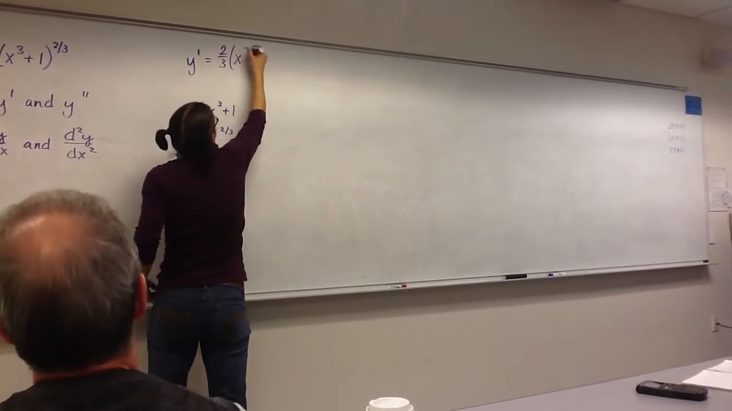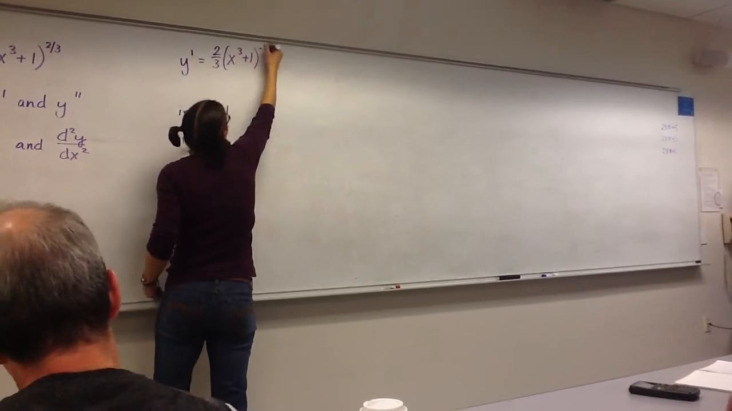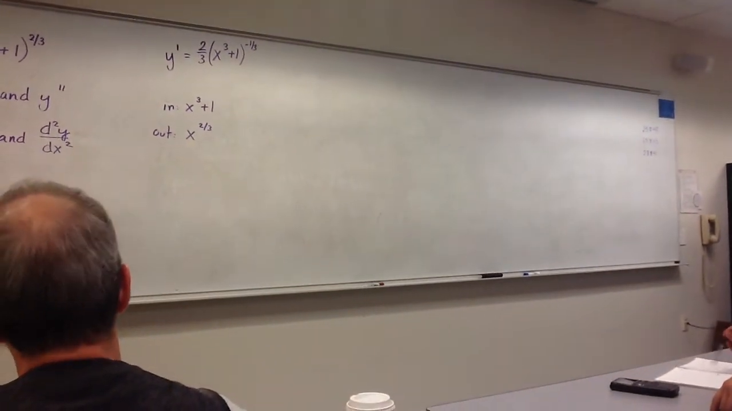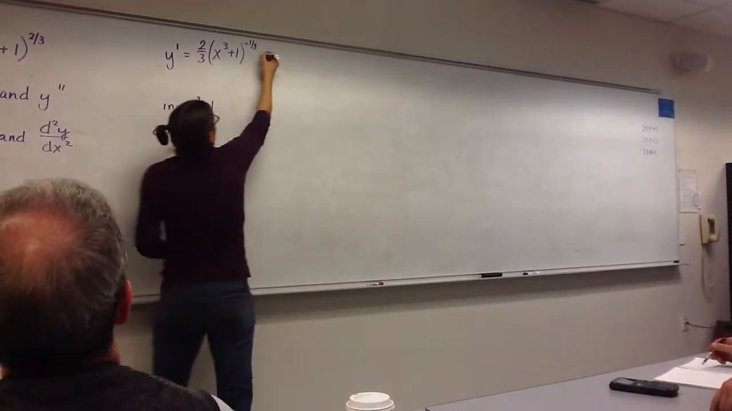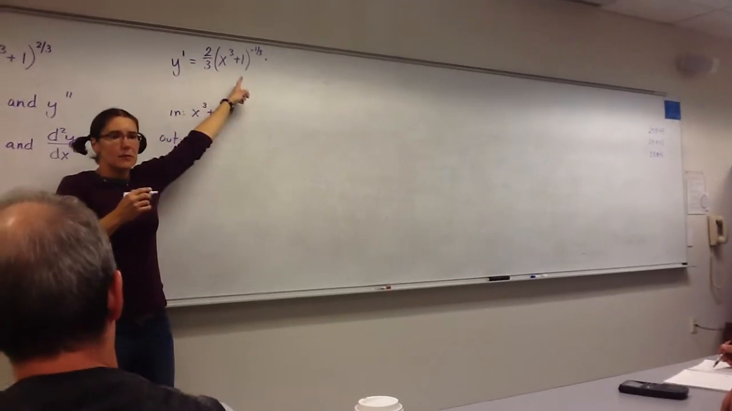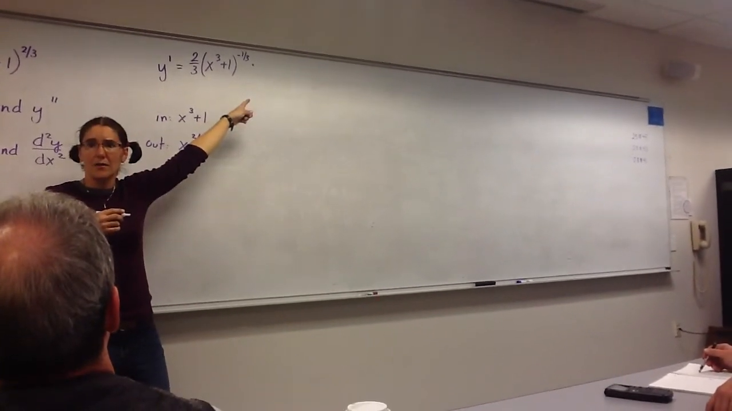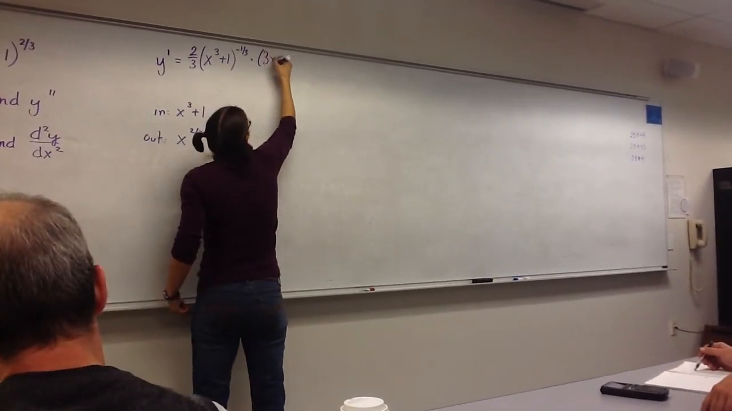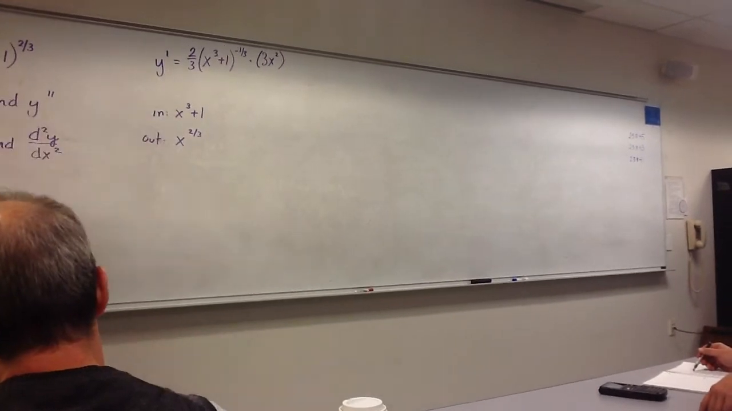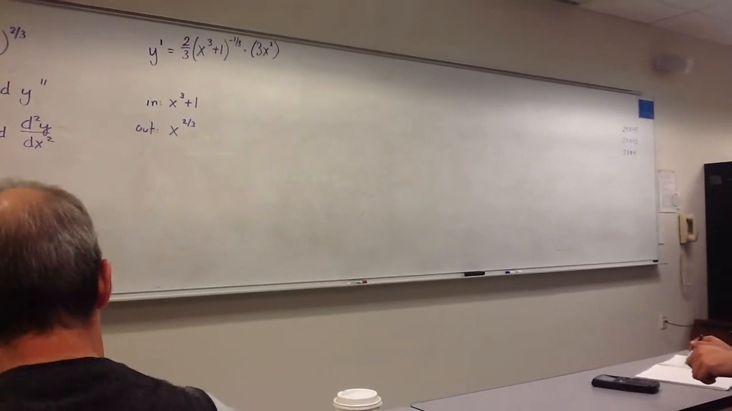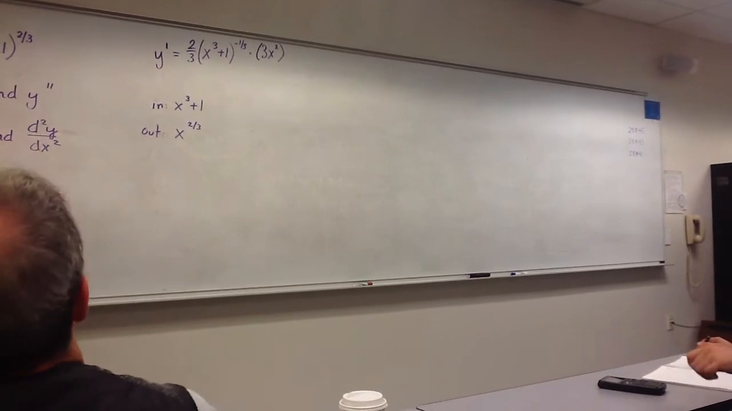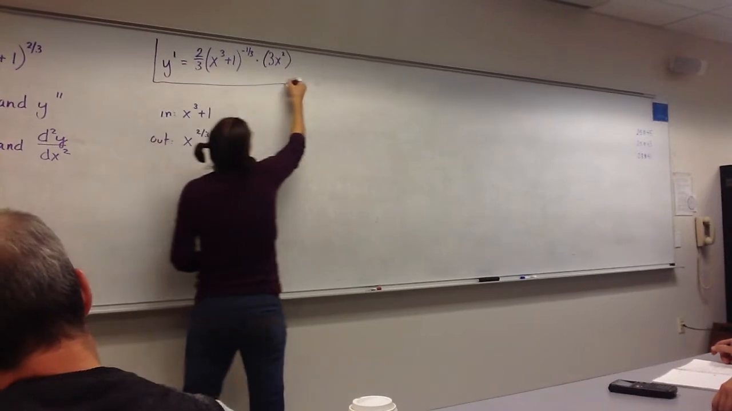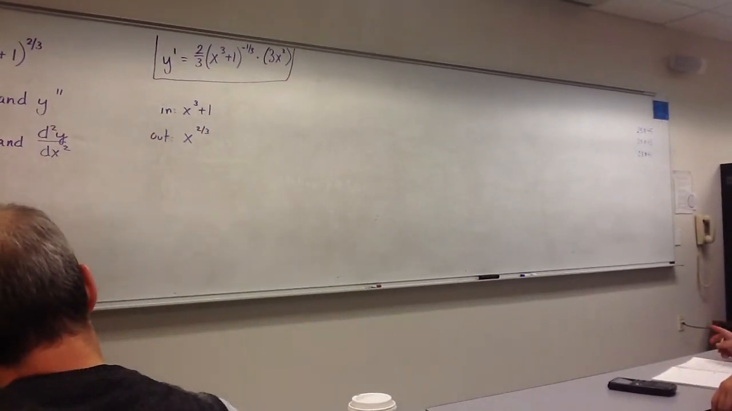Keeping the inside the same is x cubed plus 1. That will now be raised to the negative 1/3, because I'm subtracting 1 from 2/3. So that was derivative of the outside, keeping the inside the same, times derivative of the inside. So times 3x squared. Derivative of plus 1 is 0. Okay, so this is our y prime, and this is a legitimate answer for our first derivative. Any questions about that part?